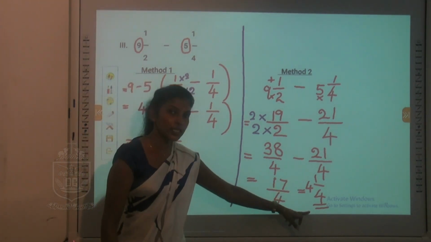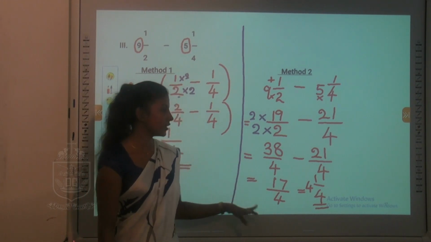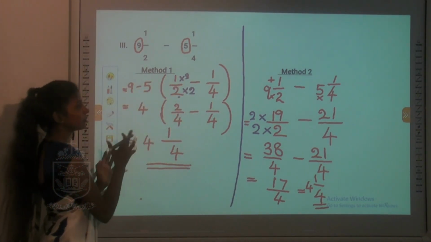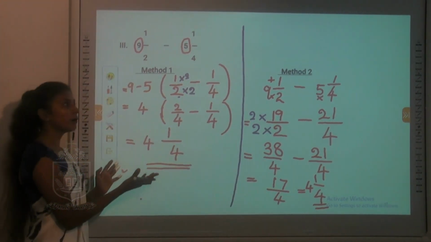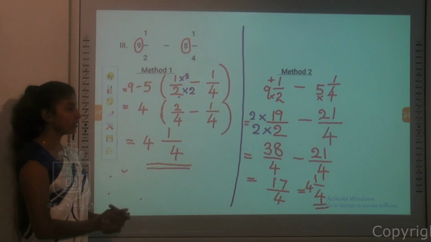You can recheck your answer. 4 times 4, 16. 16 plus 1, 17. So that's the way. Now you all can see in the example that in method 1 and method 2 you have obtained the same answer. So you all can decide the easy method that you like.